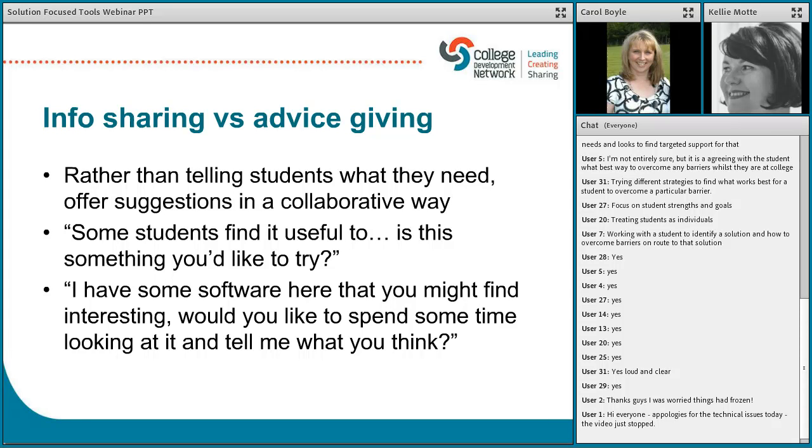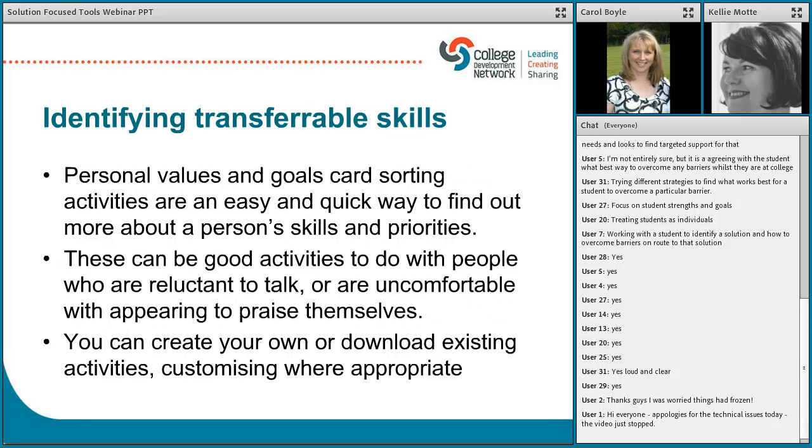Is that something you'd like to try? And then see, sort of test the water a bit. Or you could be, from what you've said, and again, be specific about what the person has said and the difficulties they've experienced. Say, I've got some software here you might find interesting. Would you like to spend some time now looking at it and then tell me what you think? So it's very collaborative and respectful.